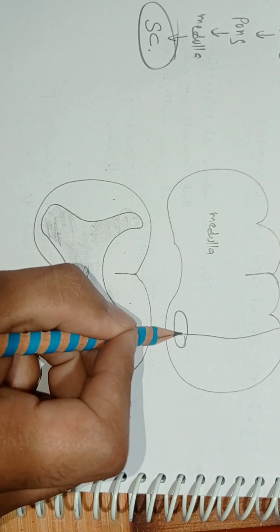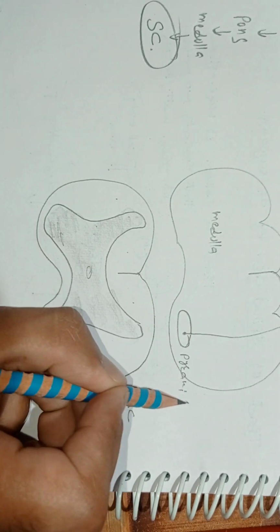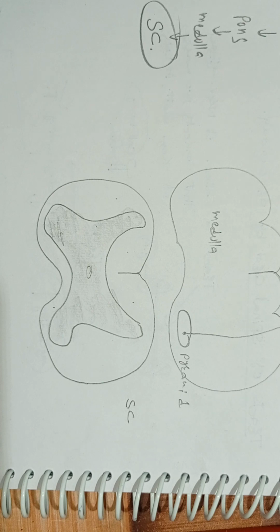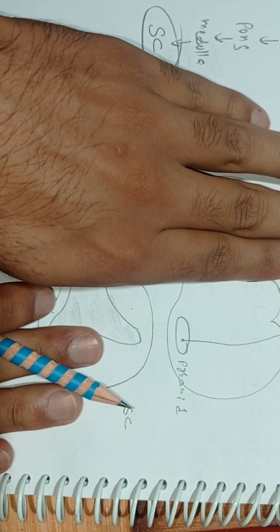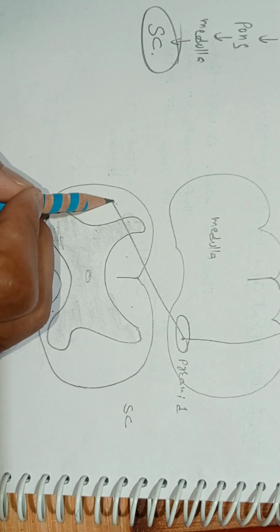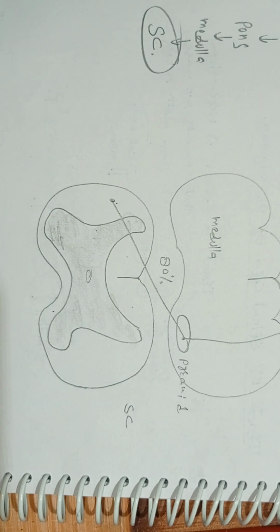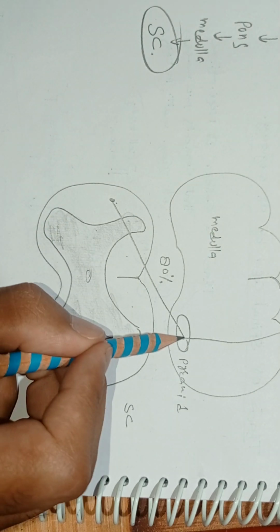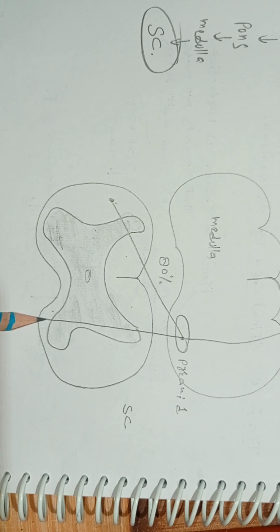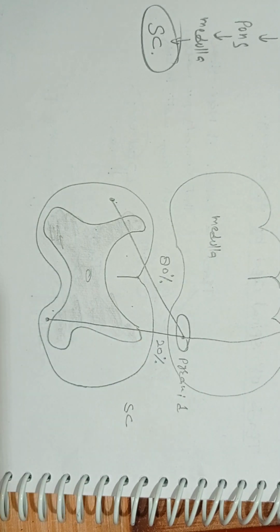Clearly? From the lower part of the medulla, so from this pyramid, 80% of fibers move to the opposite side. So they are on the right side. So 80% of fibers move to the opposite side. How many percent of fibers? 80% of fibers. While 20% of fibers remain on the same side. Clearly? 20% of fibers.